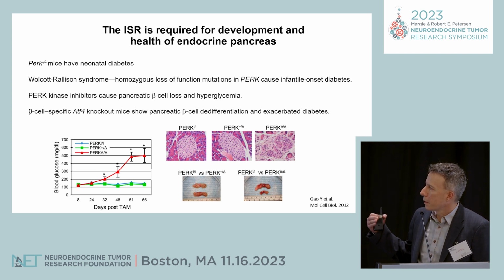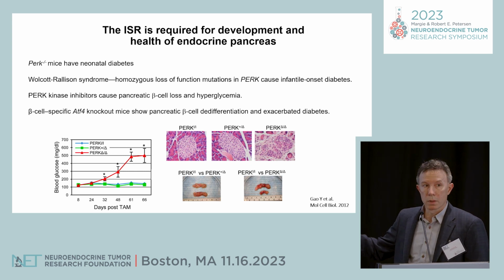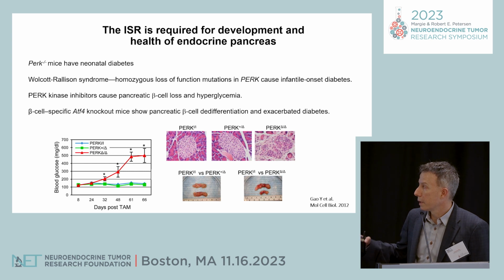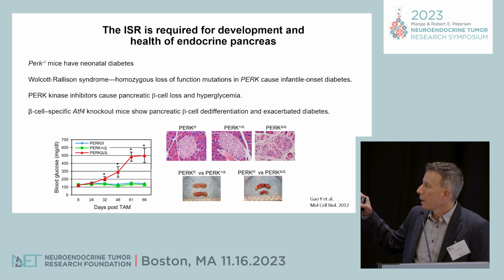And these patients, within a few weeks of birth, all their pancreatic beta cells die, and they get infantile diabetes. Then they have other problems in the pancreas where the exocrine pancreas degenerates. PERK kinase inhibitors cause pancreatic beta cell loss and diabetes. And this is true even later on.